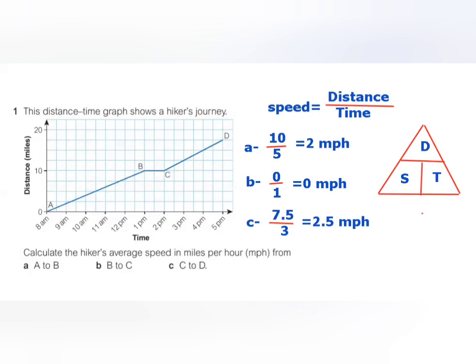So if I want, for example, let me show you. If I want the speed, I'll cover the speed and then divide distance by time. If I want the time, I'll cover the time and then divide the distance by speed. And if I want the distance, I'll cover the distance and I'll multiply speed by time. This is how you use the triangle of speed, distance, time formula. And this is how you answer a question like this.